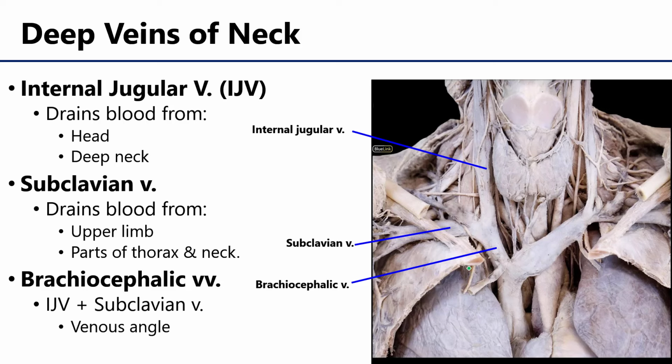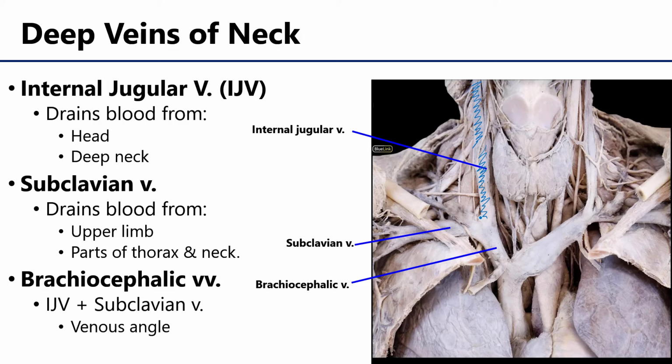Moving right along to the deep veins of the neck, the more constant veins, let me transition over to blue. We've briefly discussed the internal jugular veins. I'm just going to fill this in here. We can see this is the right IJ descending the neck. This would be within the carotid sheath. The IJ is draining blood from the head and the deep neck.